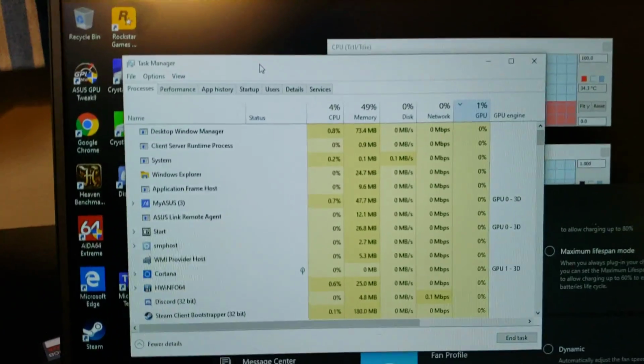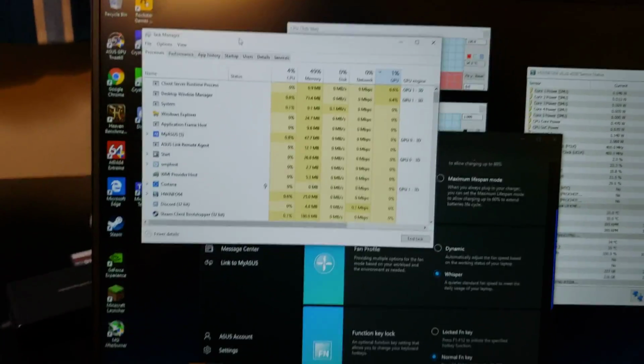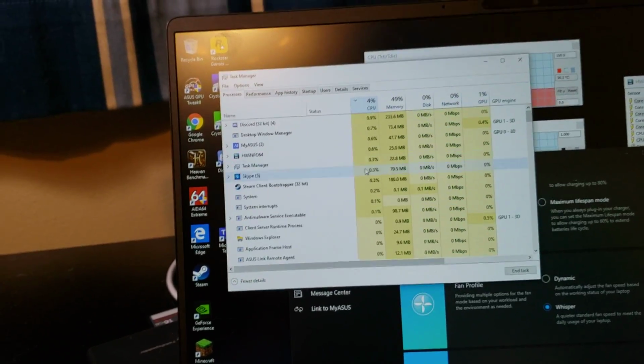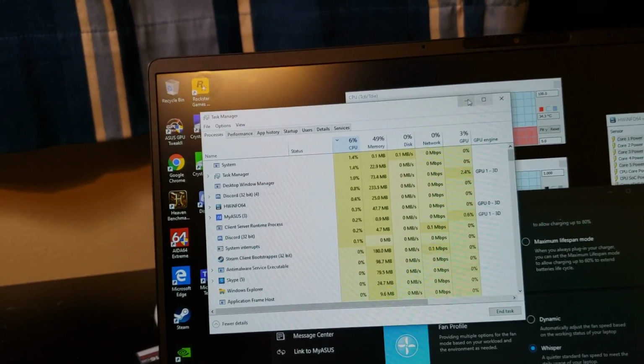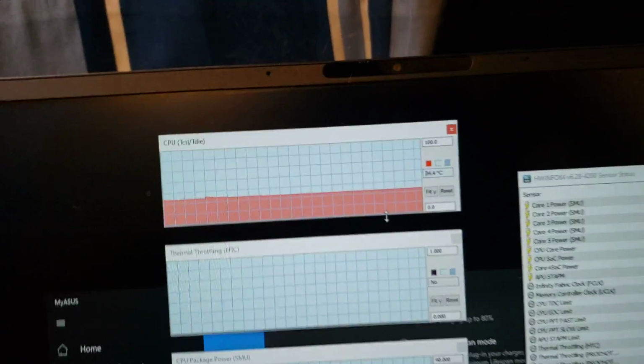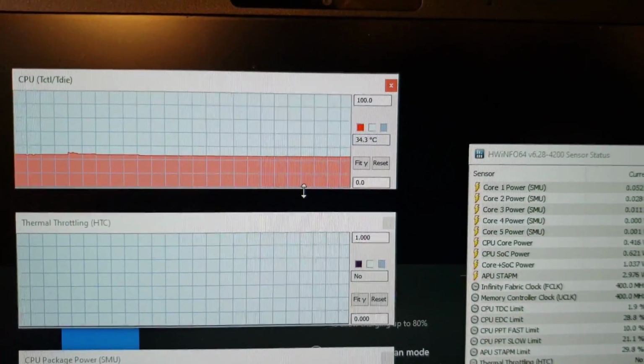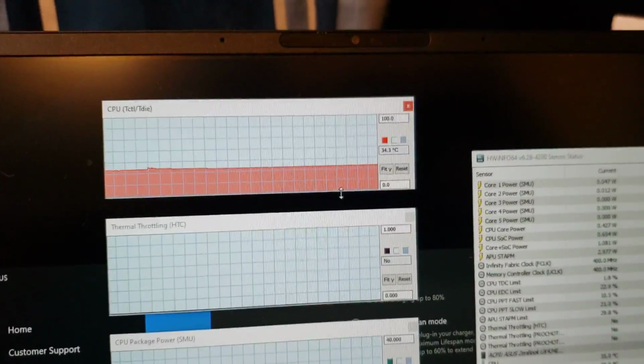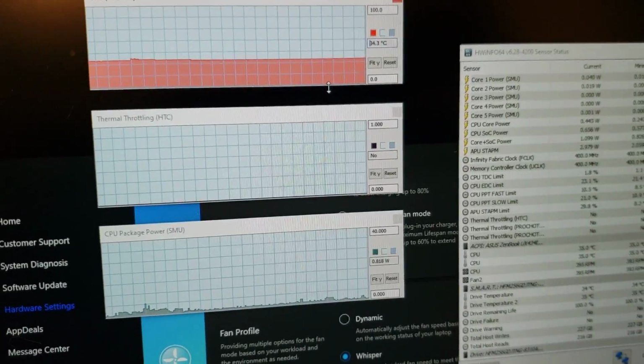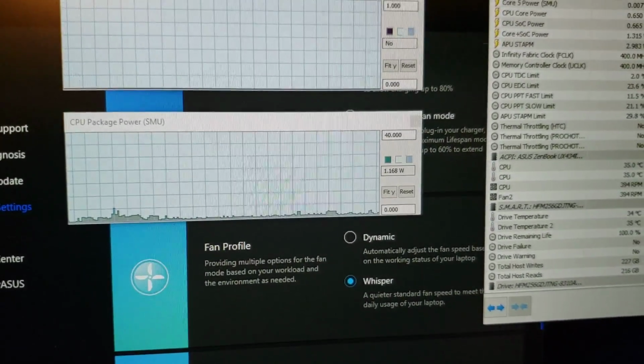You can see the system is doing basically nothing. The most CPU usage we have right now is from Discord, that's just running in the background. Our CPU temperatures are at around 35°C, which is about 10 to 15°C over ambient, which is fine. CPU power consumption is less than 1 watt.